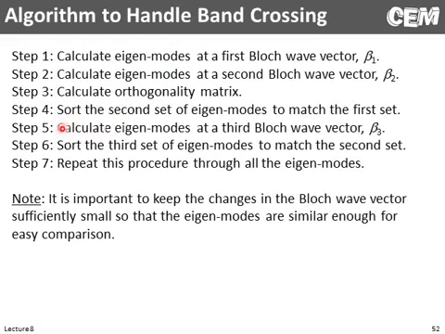Then we move on to the next Bloch wave vector, the third one. We'll calculate the orthogonality matrix, and we'll sort the eigenmodes now to match the second set. So we're always just using the set from the previous Bloch wave vector. And we just repeat that through all of our Bloch wave vectors. So we start off with the first one, and essentially we line up the modes of the second to match the first. We'll line up the modes in the third to match the second. We'll line up the modes in the fourth to match the third. And we go through our entire list of Bloch wave vectors that way.